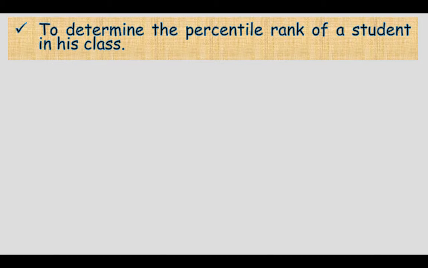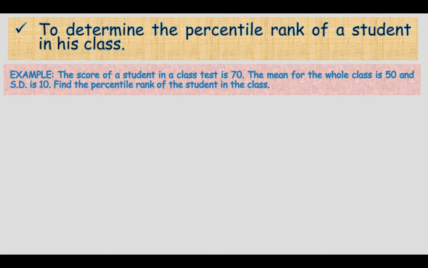First is to determine the percentile rank of the student in his class. Let us take an example. If the score of a student in the class test is 70, the mean of that whole class is 50 and the standard deviation of that class is 10, we have to find out the percentile rank of that student.